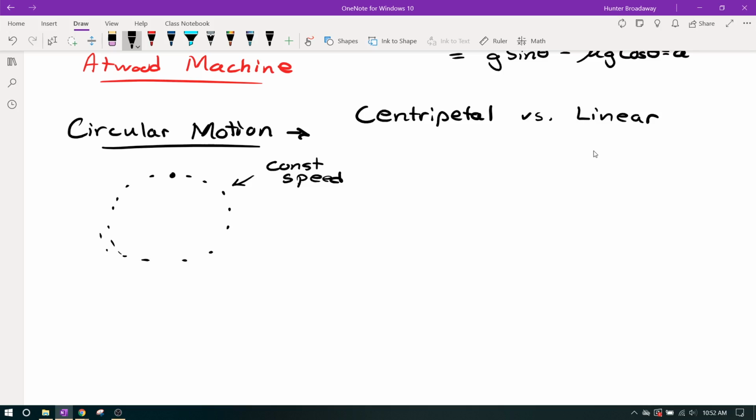Thing number one is that the centripetal acceleration of an object is equal to the velocity squared divided by the radius of the circle itself. So the radius is on the bottom, and the velocity squared is on top. Because of that, there is a centripetal force, equal to the mass times the centripetal acceleration, which would be mv squared over r.